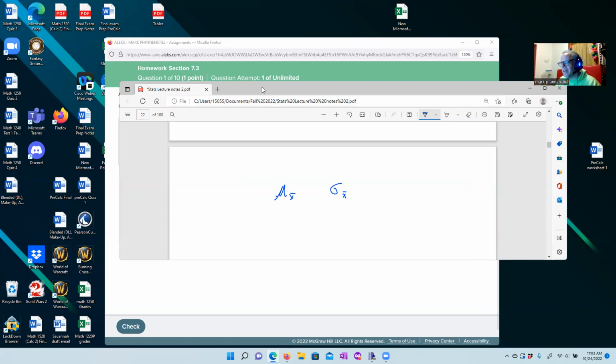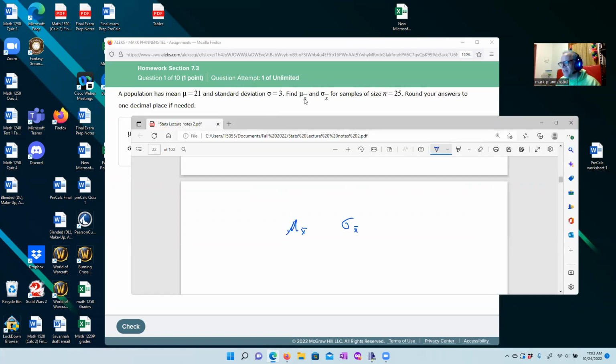All they're asking is, this is the average of the averages, and then they want to know the standard deviation of that average. We call it standard error, but you could say standard deviation of the average, that's fine. And we have n equal to 25. This is exactly the kind of sample size I would pick.